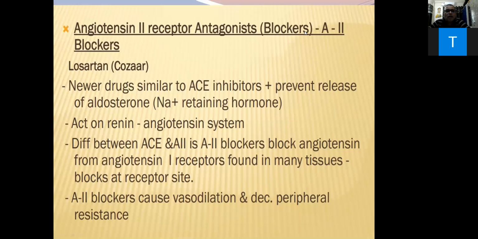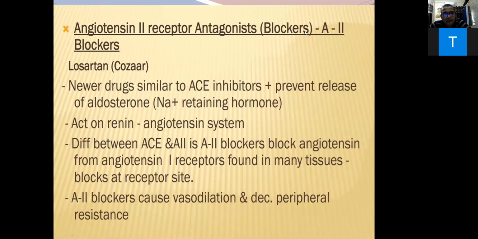So today we'll be talking about angiotensin receptor blockers. Examples are losartan, telmisartan, olmesartan. These are the newer drugs similar to your ACE inhibitors, plus they prevent the aldosterone release. So they act on your renin-angiotensin system.